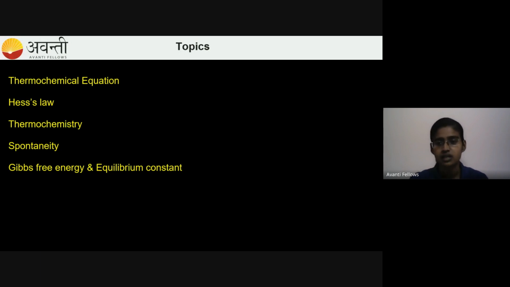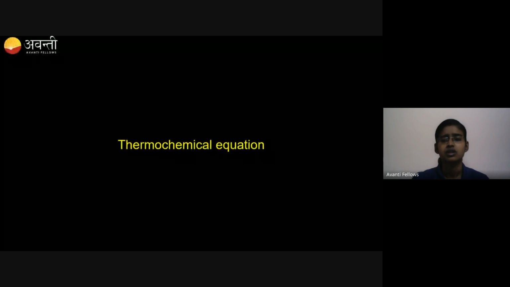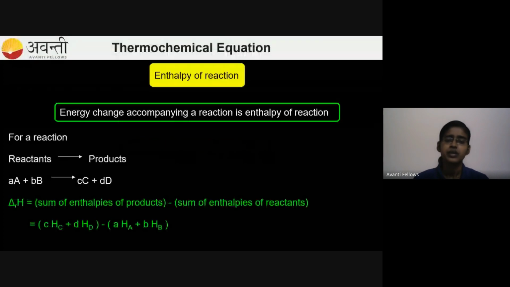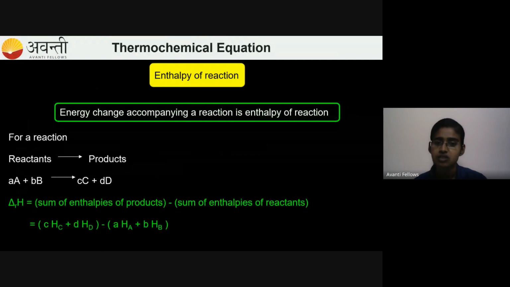Okay, so starting from the first, which is thermochemical equation. So in a thermochemical equation, before moving on to that, we need to know some terms. The first term is enthalpy of reaction. The energy change accompanying a reaction is called the enthalpy of reaction.